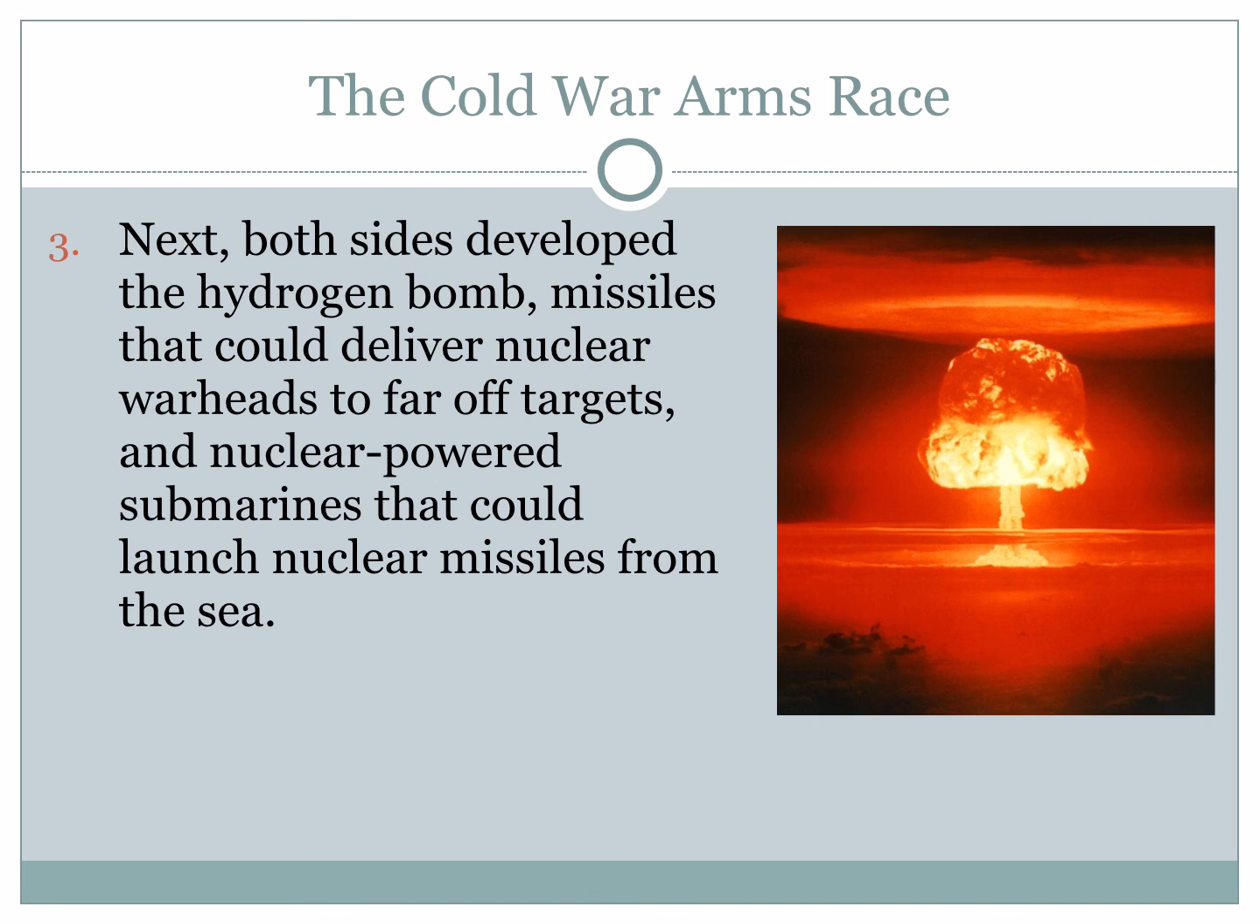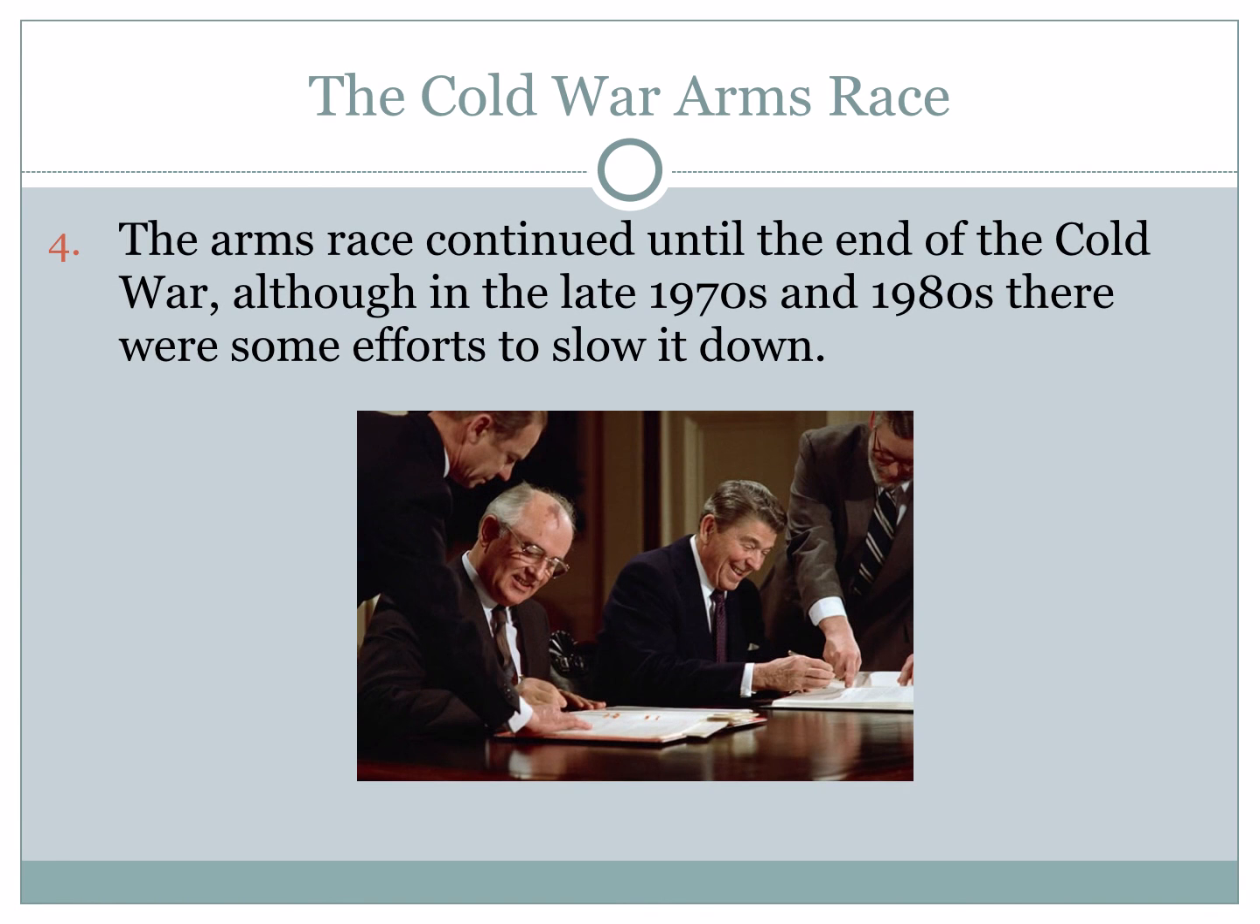Right? So every time that one side came up with a weapon, the other side would try to match it or outdo it. It was a race to try to get the biggest, strongest, most powerful, deadliest weapons in order to be stronger than the other side. And this arms race continued until the end of the Cold War, right? In the late 70s, early 80s, there were some efforts to slow it down. So what you see here is a picture of the US President Ronald Reagan in the 1980s signing a treaty with the Soviet leader Mikhail Gorbachev as a way to try to slow down that arms race. But it really continues throughout the entire Cold War.